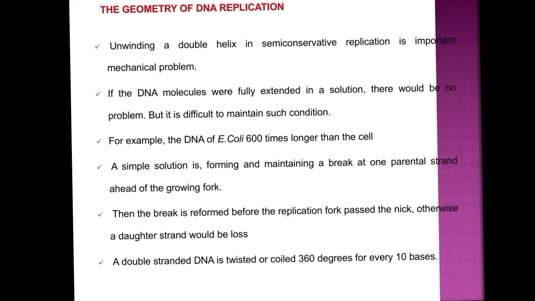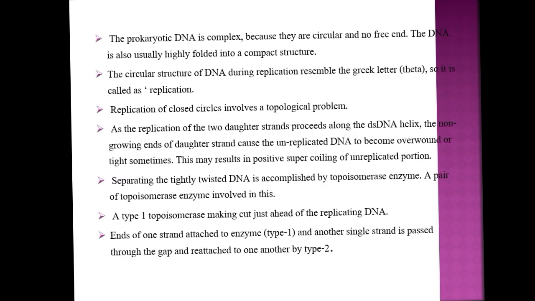A simple solution is forming and maintaining a break in one parental strand ahead of the growing fork. The break is made before the replication fork reaches the nick. Otherwise, the daughter strand would be lost. The double-stranded DNA is twisted 360 degrees for every ten bases. Prokaryotic DNA is complex; because it is circular with no free ends, the DNA is usually highly folded into a compact structure.